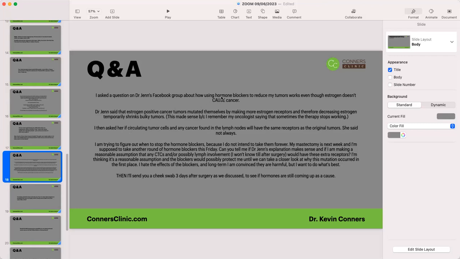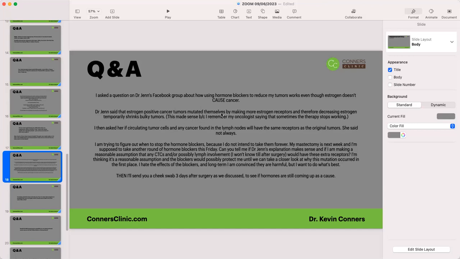I asked her a question on her Facebook group about hormone blockers to reduce tumors, and if it works, even though estrogen doesn't cause cancer. Dr. Jen said that estrogen positive cancer tumors mutated themselves by making more estrogen receptors, and therefore decreasing estrogen, through something like aromatase inhibitors, may temporarily shrink bulky tumors.